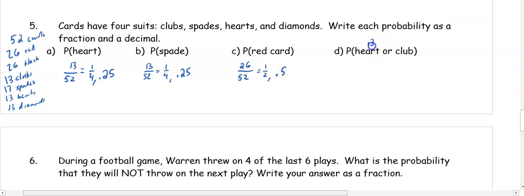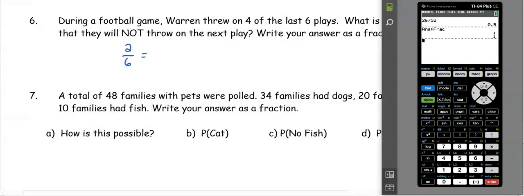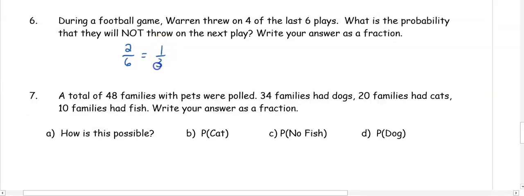Heart or club, so there are 13 of each. That means 26 total out of 52. So just like the red, it reduces to 1/2 and 0.5 as a decimal. Number 6, during a football game, Warren threw on 4 of its last 6 plays. What is the probability that they will not throw? So if they threw on 4 of 6, that means they did not throw on 2 of 6, and that reduces. 2 divided by 6, math, enter, enter, as 1/3.